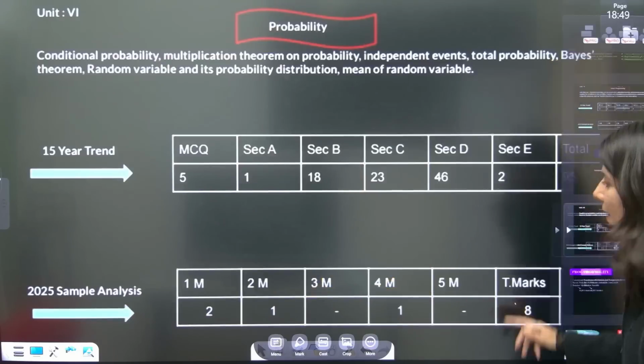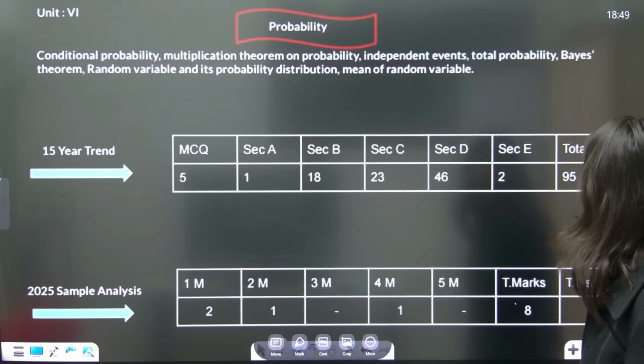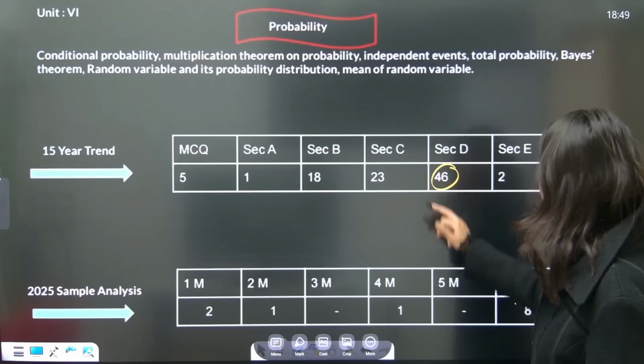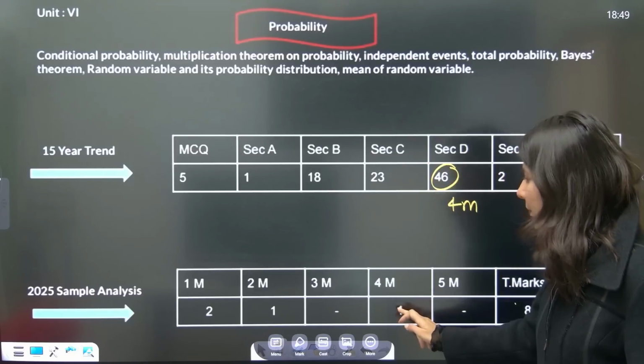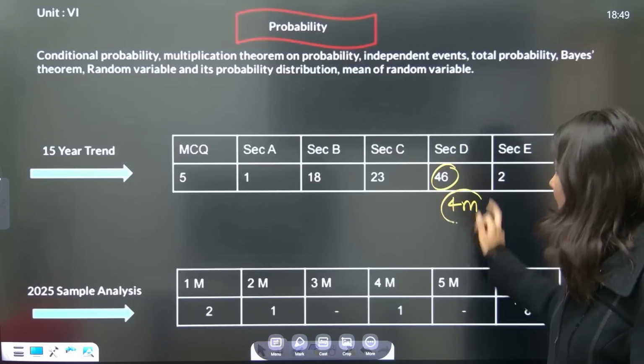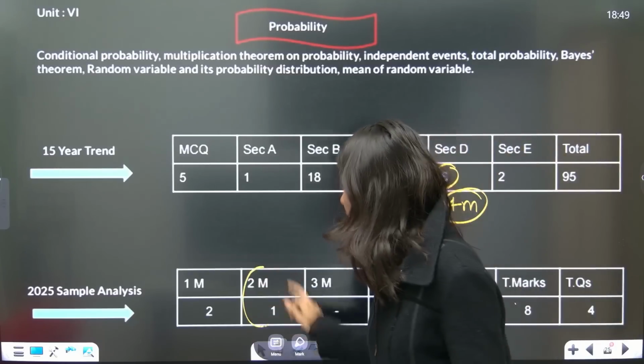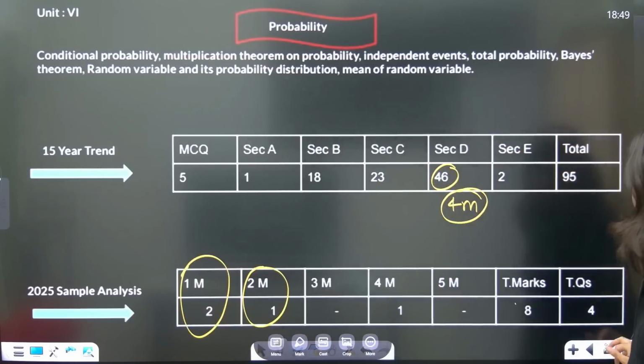Then we have probability. Trend says that there are high chances you're going to get a 4-marker question. Sample paper also says the same. A 4-marker will definitely be there. A 2-marker, 1 question, and 2 MCQs you can see, okay?